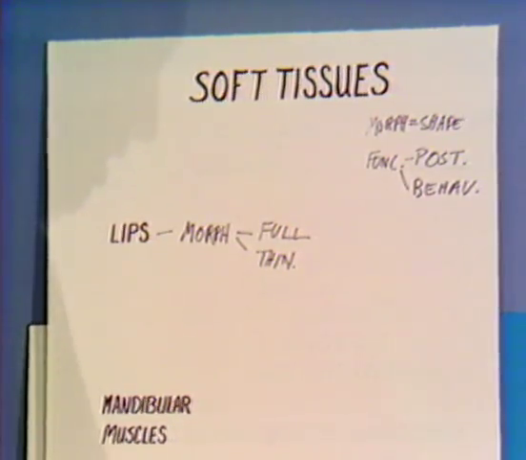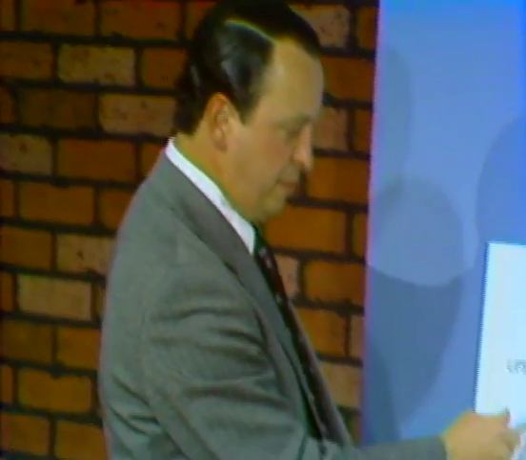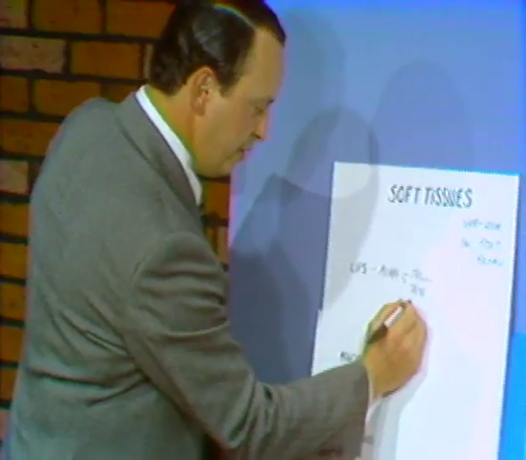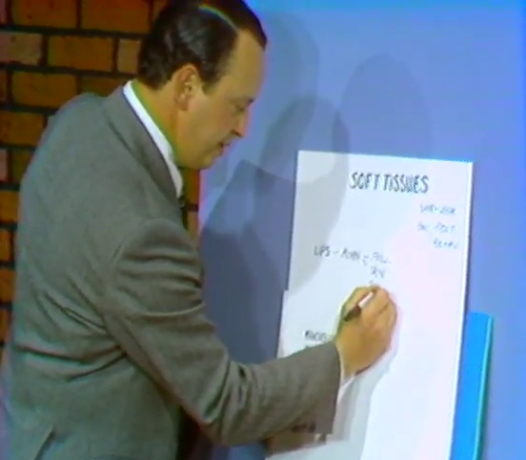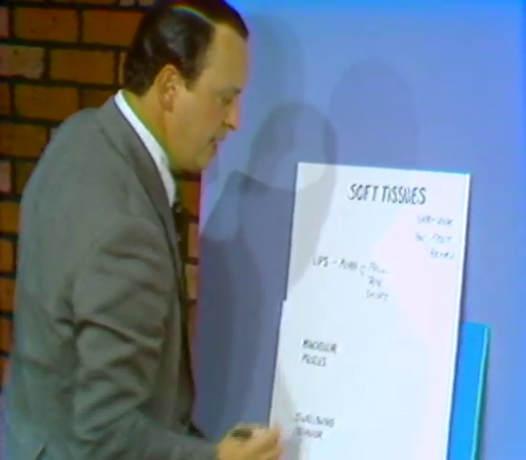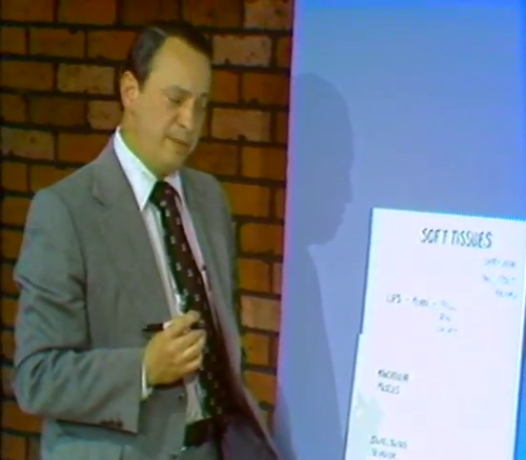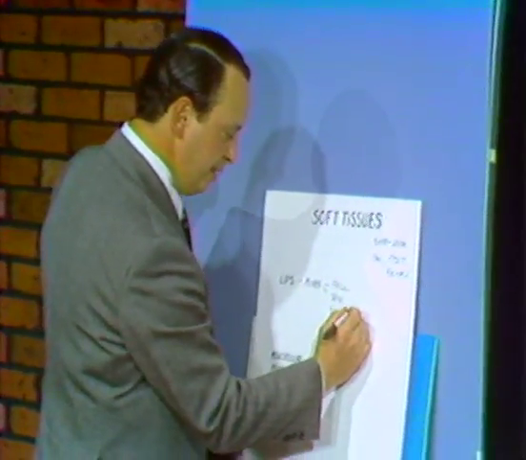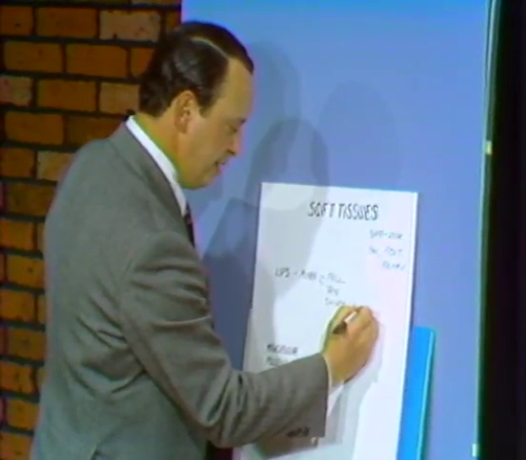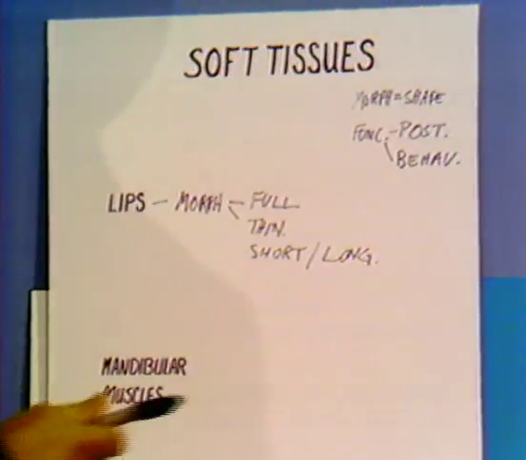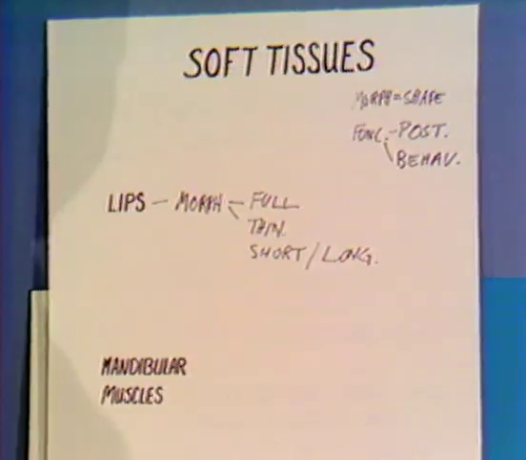We can also judge, by knowing what the average looks like and what the range of variation in a population seems to present, whether the lips are short or long. This is a descriptive term which is usually used to describe the upper lip. Some people are said to have a short upper lip, others have a long upper lip. Okay, now what about the function of lips?